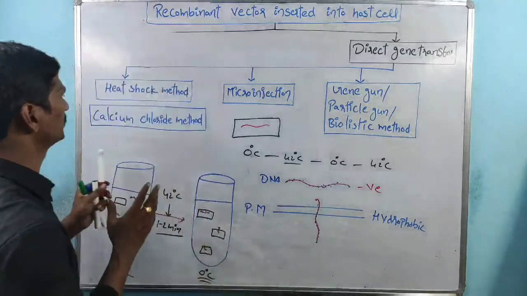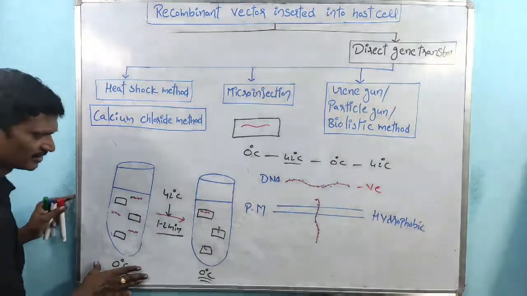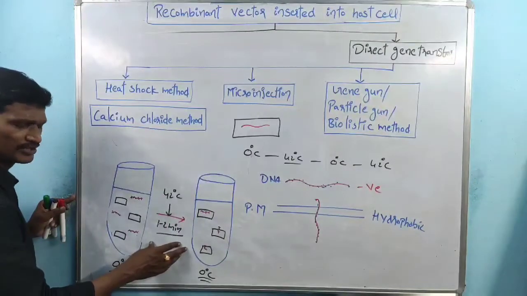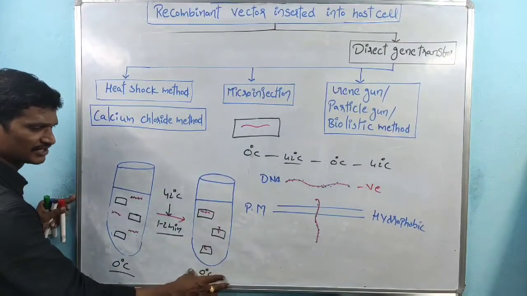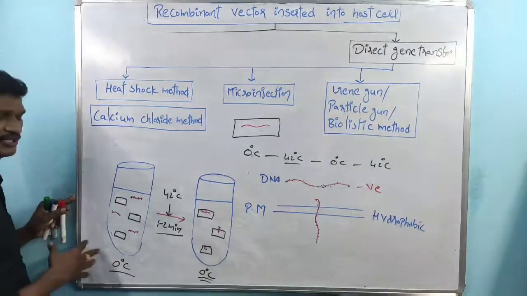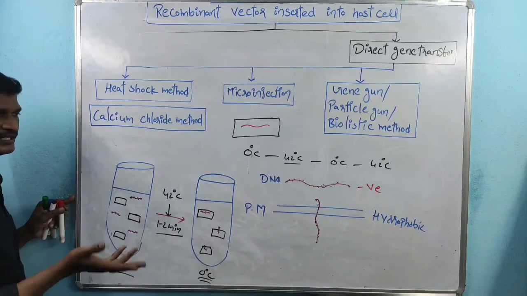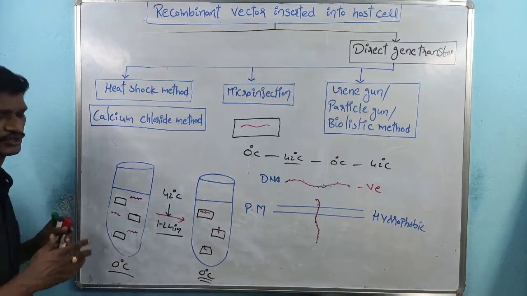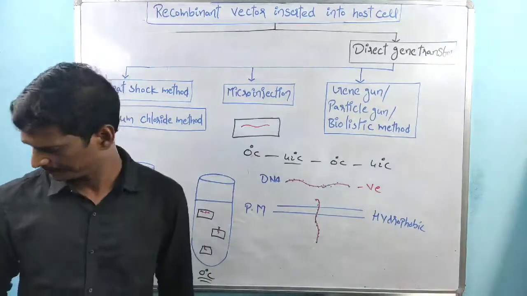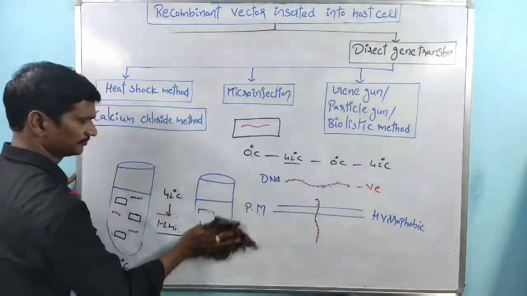So this is the very first method, called the heat shock method. Remember, 0 degrees centigrade, 1 to 2 minutes at 42 degrees centigrade, again 0 degrees centigrade. We are altering the temperatures, then the plasma membrane gets shocked, and the DNA molecules enter inside the host cell. That is the first case. I thought everyone understood very clearly.